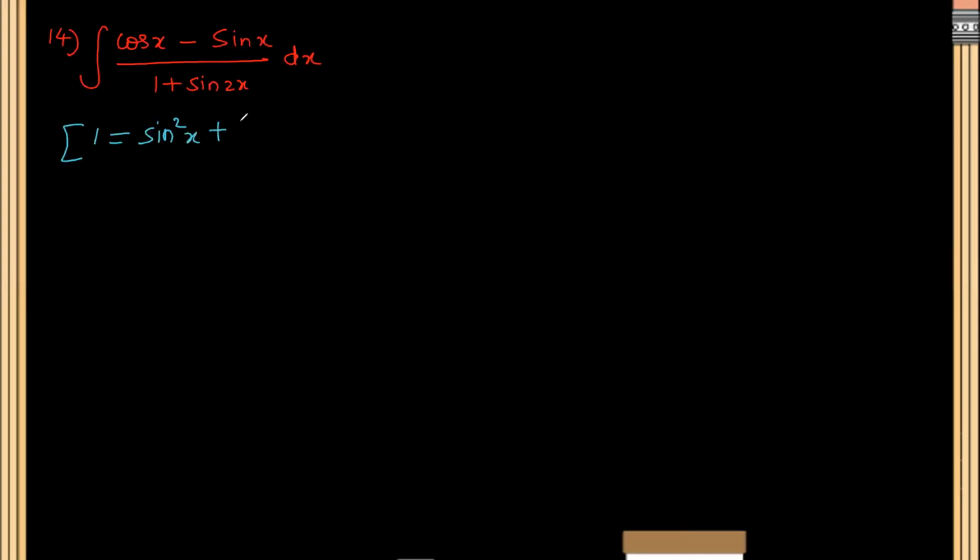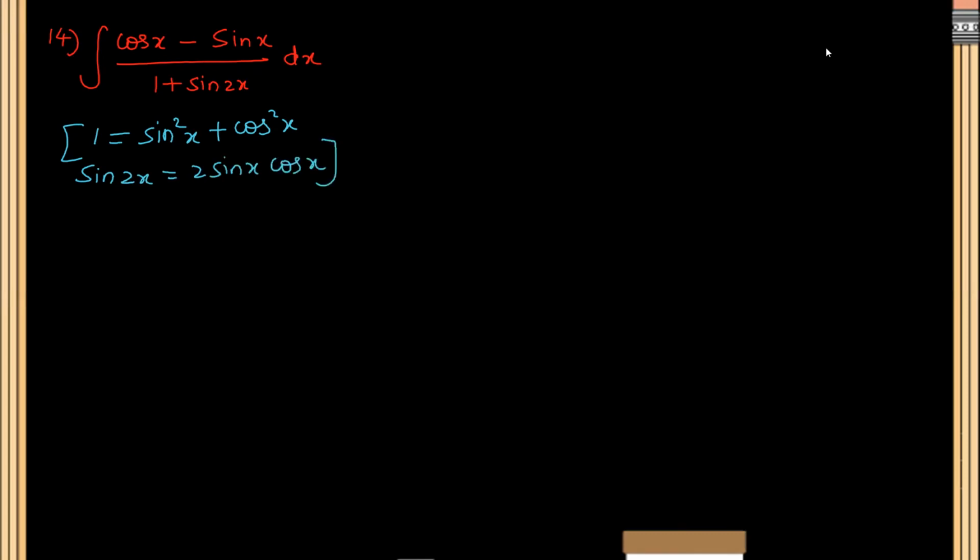Question number 14. Integral of (cos x minus sin x) divided by (1 plus sin 2x) dx. We try to use the trigonometric identity and the sin 2x formula here. What we do is replace this 1 with the trigonometric identity sin square x plus cos square x, and the sin 2x formula, that is 2 sin x cos x, in the denominator.